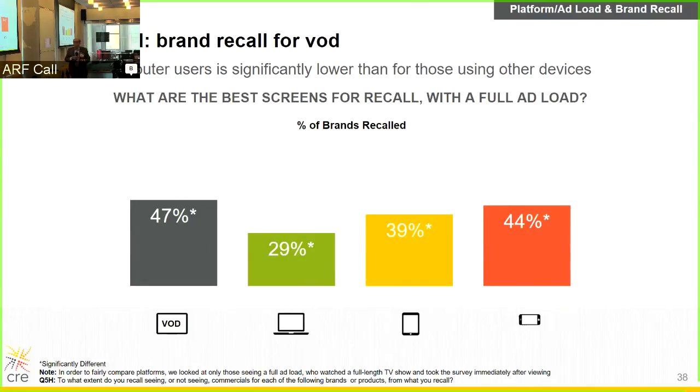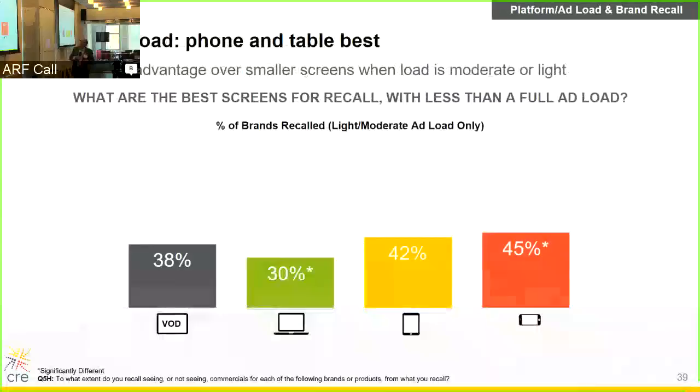So the full ad load, if you're going to show a full ad load, you're better off on the big screen. For a lighter ad load, not true. If you're selling on smaller screens, lighter ad load, better off. You're better off overall with a lighter ad load, but suddenly the smaller screen shows superiority over the big screen when there is a lighter ad load.